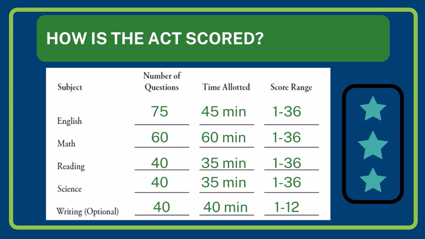And lastly, the writing section, which is 1 question, an essay question that asks you to consider multiple perspectives. You get 40 minutes to respond, and the score range is 1 to 12, 1 being the lowest, 12 being the highest. Optional means it's optional for colleges. If the school you want to attend requires students to take the writing test, you will take it. College Possible highly recommends that all students take the writing test.